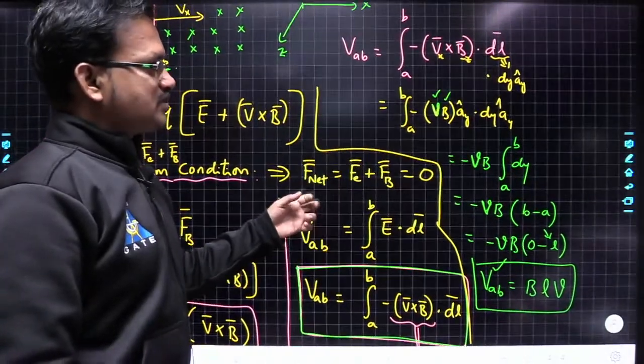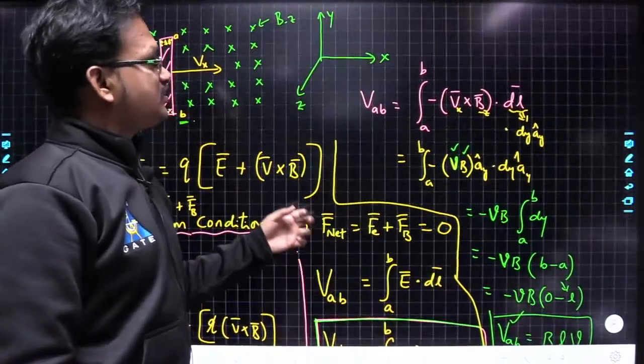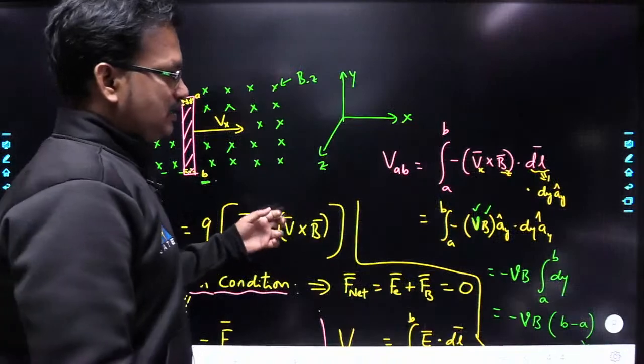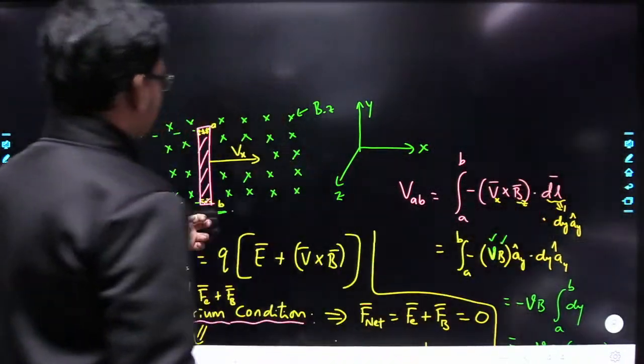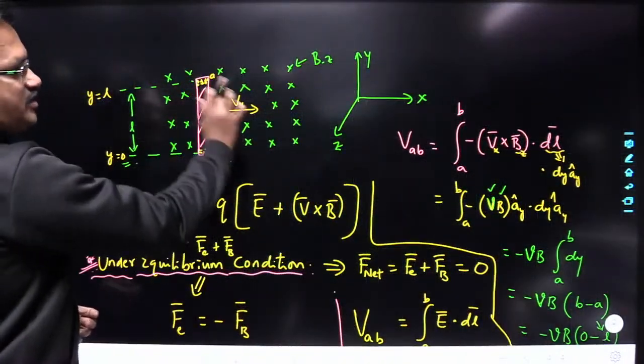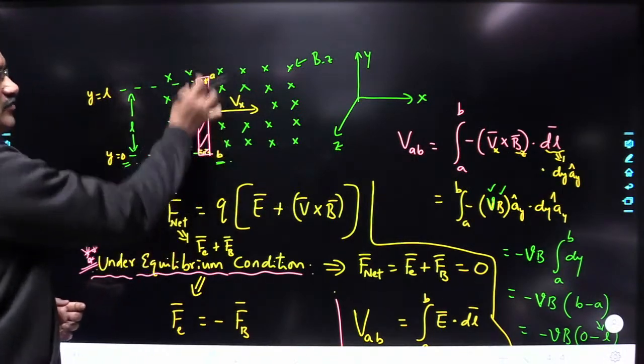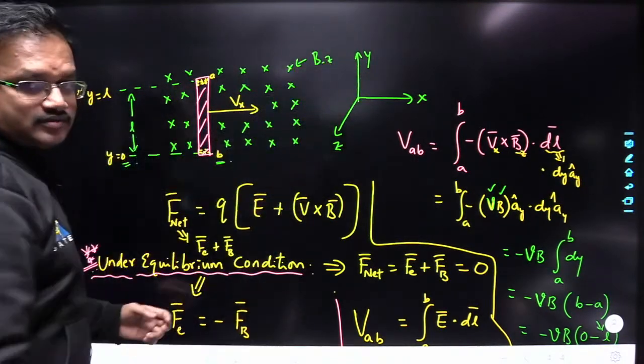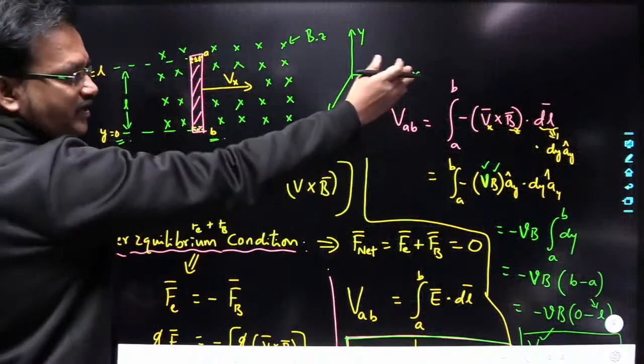Parasmun, you are asking the same things again and again here. What do I have to do? DL bar, the differential length, is along which direction? This length is along which direction? Y direction or not? Yes or no? So I am considering DL bar as what?